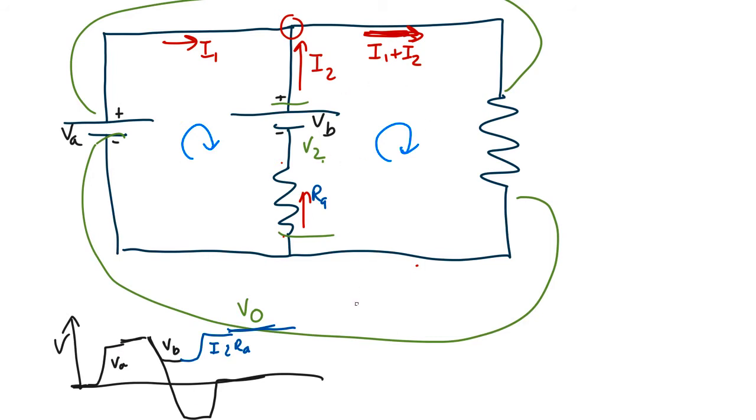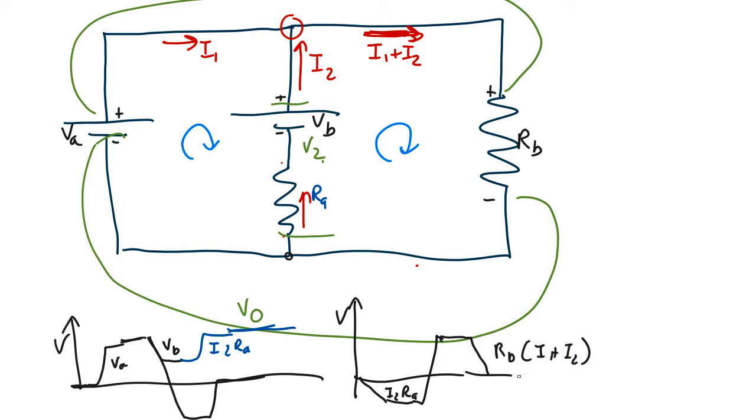Around this loop, what's happening? We've got the voltage. Let's start here. It doesn't matter where you start. In this case, we're going from plus to minus, so the voltage is going to drop by I2RA. Then it's going to go up by VB. And then it's going to go down here because we're going from the plus to the minus. It's going to go down there by, let's call this RB. Let's go down by RB times the current through it, I1 plus I2. If we did the outside loop, we'd have it going up by VA and then down by this.